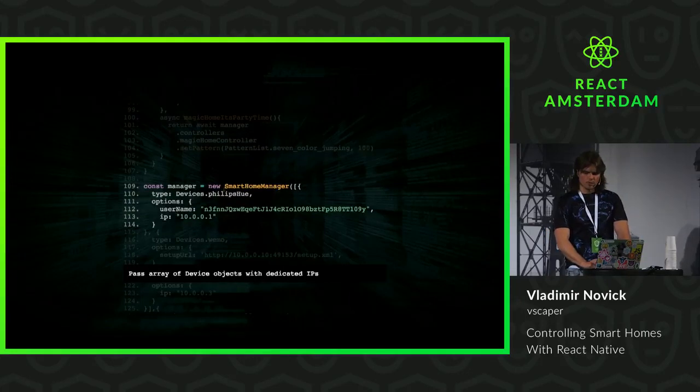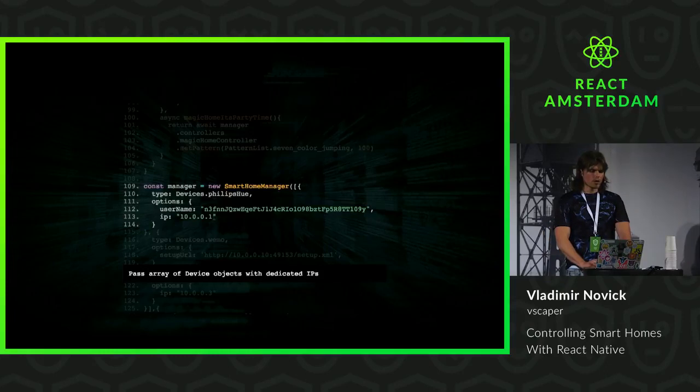Manager looks like this. I start a new instance of Smart Home Manager, and I pass an array of configuration objects of the type of specific device and with options. For Philips Hue, for example, there is a specific option called username. You can pass it if you have it. If you don't, you can just use the API through Smart Home Manager to get this username.